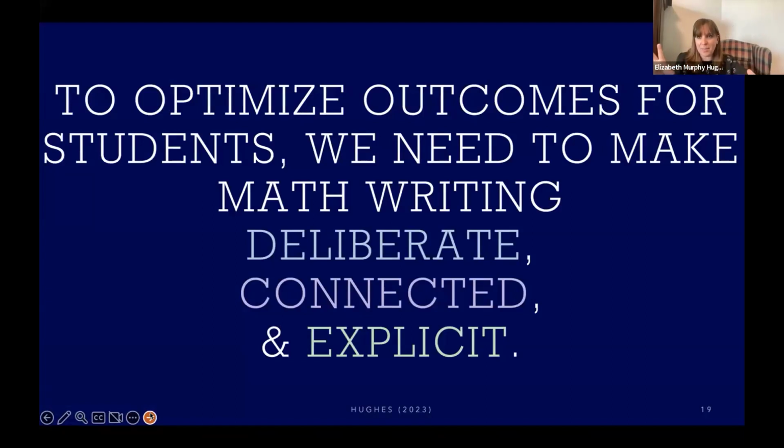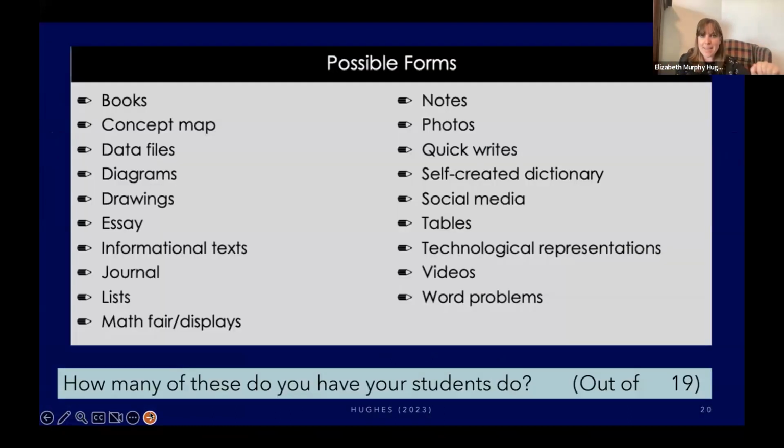To optimize these outcomes, we want to make sure we're deliberate, connected, and explicit. And this ties into it. Here are lots of different forms of writing. Okay. Take a look at this.